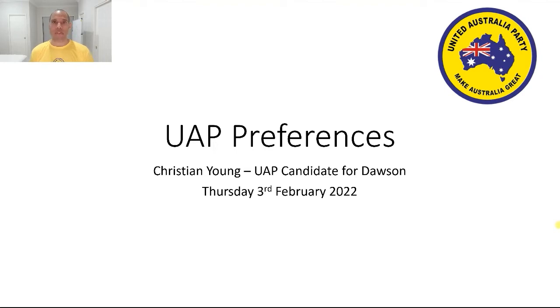I've been getting a lot of questions about how the UAP will do preferences. We had some at our members event just recently, and we see some stuff out on the media as well. So I've put this video together to hopefully explain what I understand it to be as of today, to help our members and maybe further afield as well. I had to do a fair bit of research to understand the whole process, so hopefully this fills in some gaps for you.